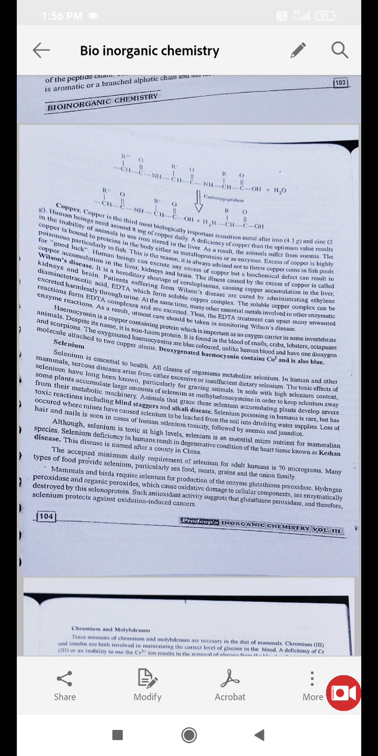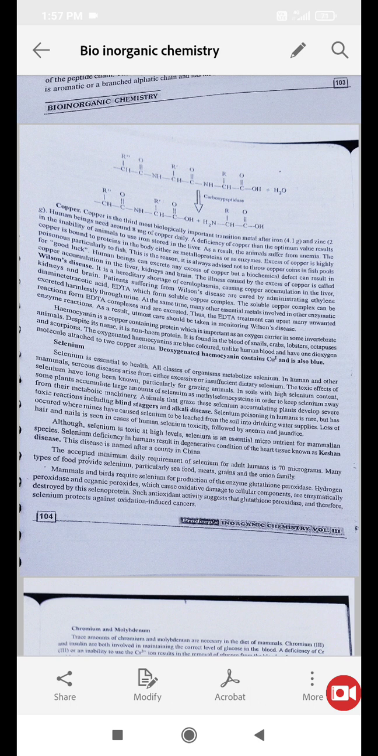Selenium. Selenium is essential to health. All classes of organisms metabolize selenium, including humans and other mammals. Disease arises from either excessive or insufficient dietary selenium. The toxic effects of selenium have long been known, particularly from grazing animals. In soils with high selenium content, some plants accumulate large amounts of selenium as methylselenocysteine in order to keep selenium away from their metabolic machinery. Animals that graze on the selenium-accumulating plants develop several toxic reactions, including blind staggers, sterility, and alkali disease.